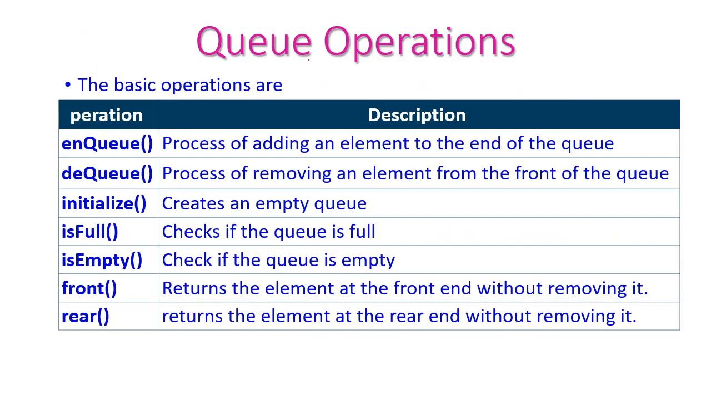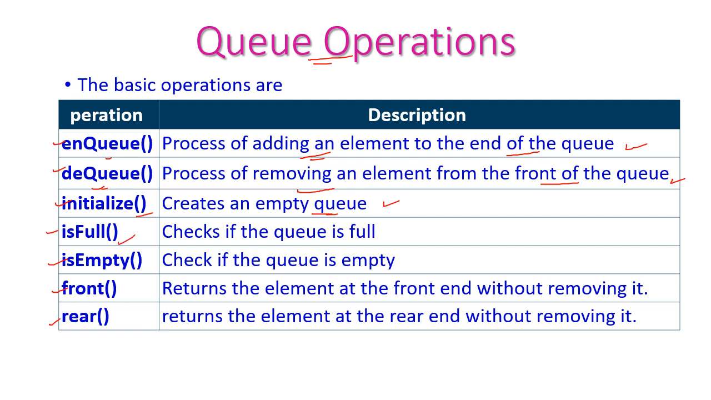The next one is operations of queue. The basic operations are enQueue, deQueue, initialize, isFull, isEmpty, front and rear. Here enQueue is the process of adding or inserting an element to the end of the queue. The next one is deQueue, which is removing or deleting an element from the front side of the queue. Next is initialize, which is used to create an empty queue.